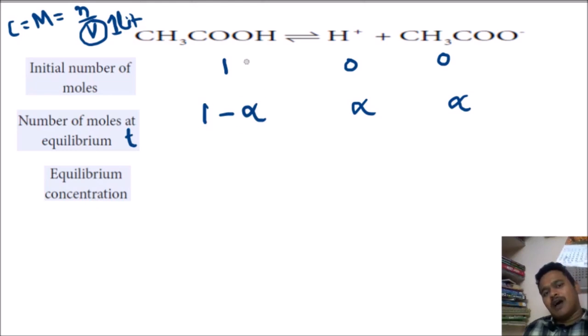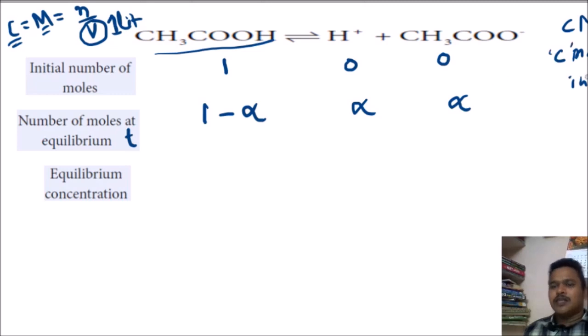1 minus alpha acetic acid will be at equilibrium, alpha H plus ions will be at equilibrium, and alpha CH3COO minus will be at equilibrium. If you want it for C molarity, I am talking about concentration in molarity. The solution is C molarity. What is the meaning? Molarity definition: C moles in 1 liter.